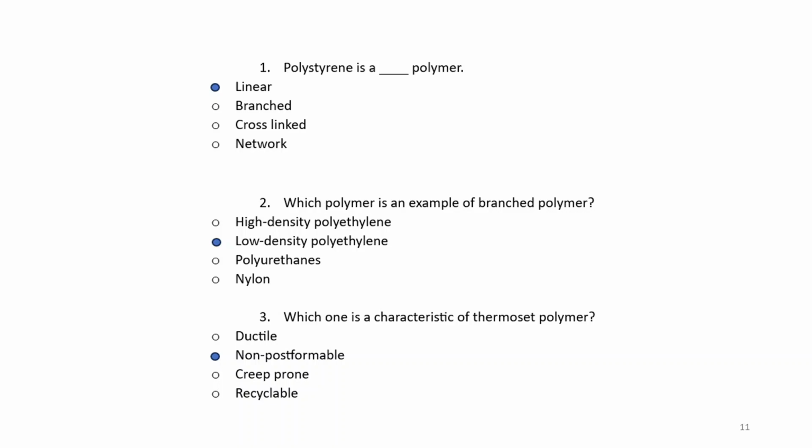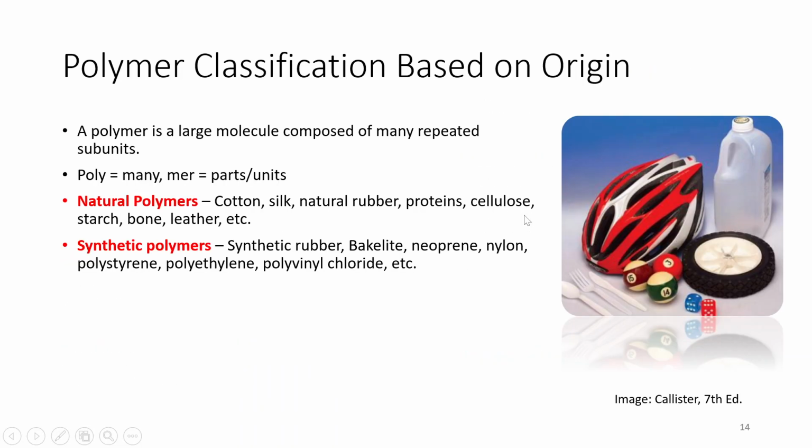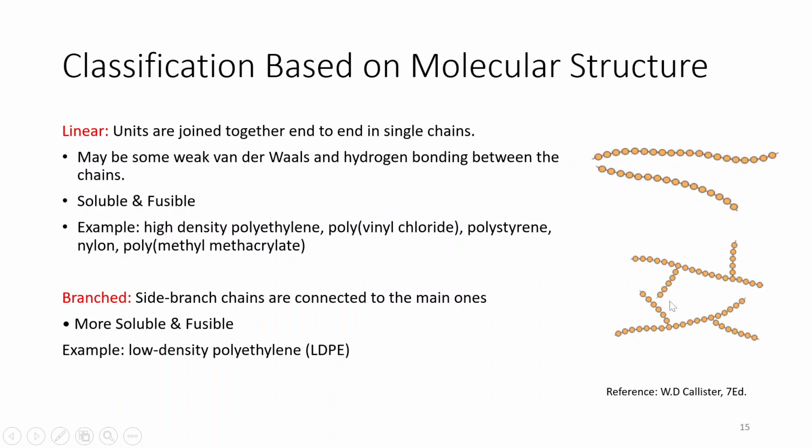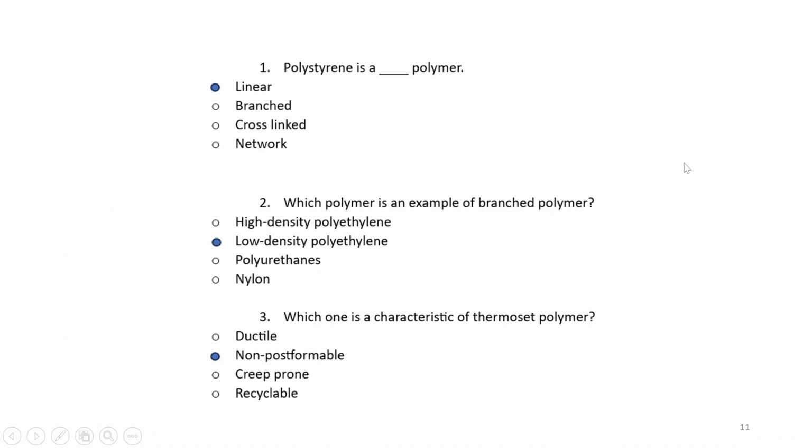Which polymer is an example of a branched polymer? Your options are high density polyethylene, low density polyethylene, polyurethanes and nylon. For branched polymers, you can see their structures here. These branches always make your material less dense compared to linear structures, where the chains can come very close and the structure will be highly dense. So as shown here, low density polyethylene will be the one with branched polymers.